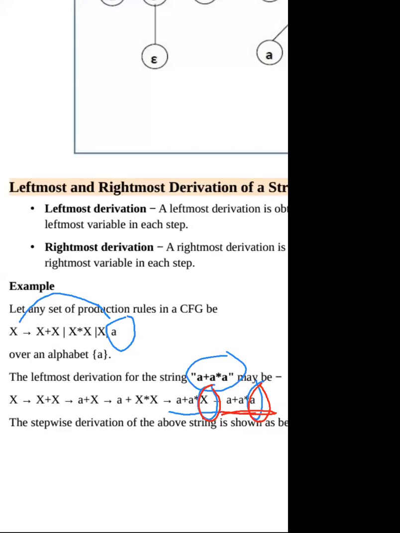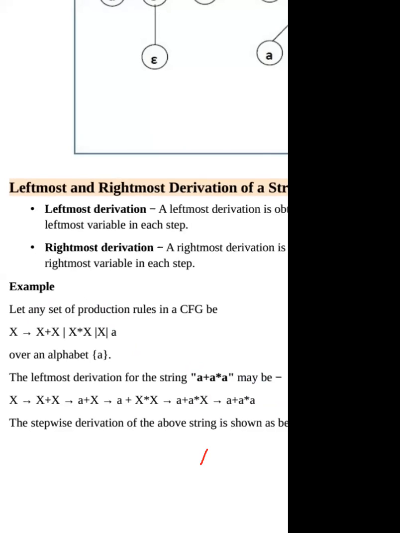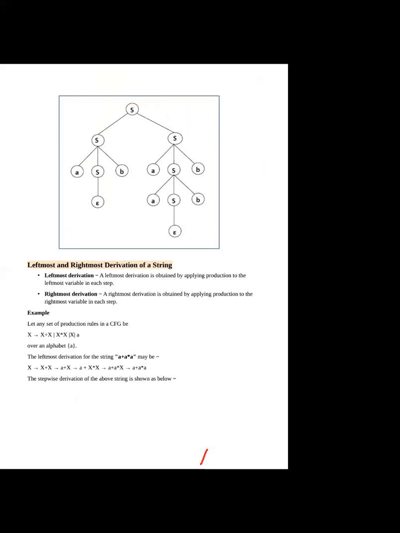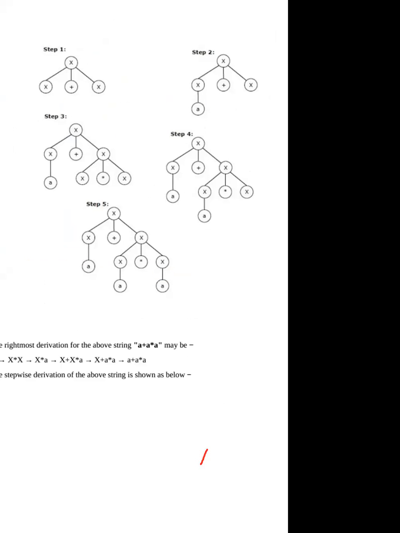So now all of you do the second example, this one, rightmost derivation. Before that we can draw the derivation tree. Look at the steps. First replace X by X plus X. Then you replace the leftmost X, this X, by A.